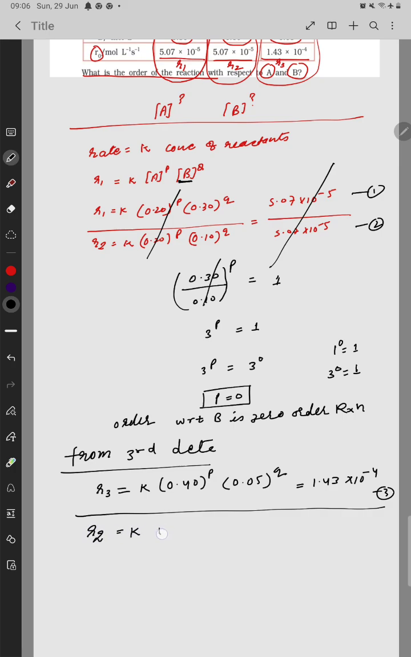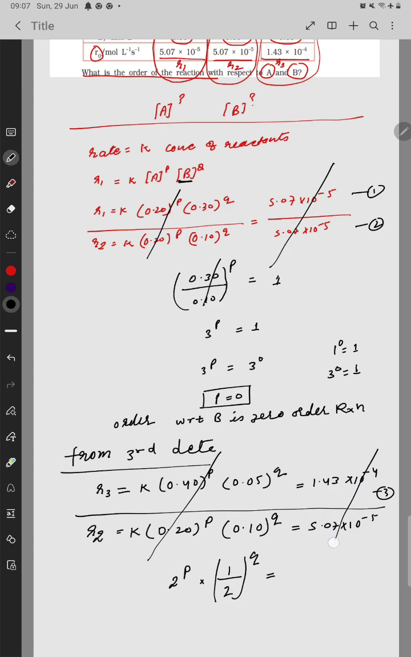So it is K, 0.20 to the power P, 0.10 to the power Q, and here the value is 5.07 into 10 power minus 5. So dear student, this value is going to cancel out, 2 times. So 2 power P multiplied by 2 power Q is equal to, if you divide this, it is coming 2.8.